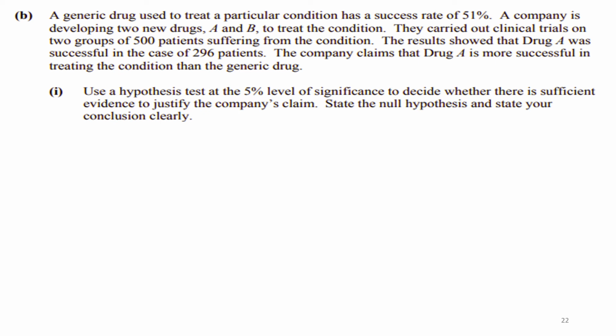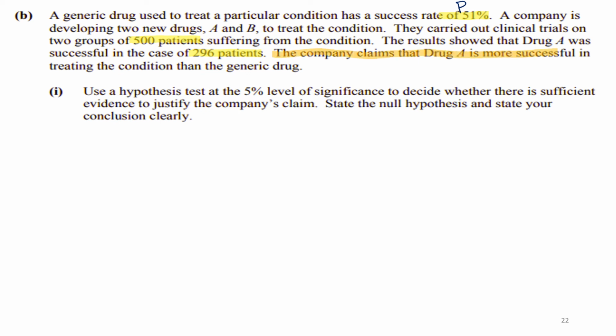Okay, a lot going on there. Let's pull out some information. We have a success rate of 51%. That is a proportion, that is P. So we're talking here about proportion. There's no mention of mean, there's no mention of standard deviation. We're dealing with proportion. We then have a sample, and in that sample we have 500 patients. 296 of them are successful. So that's going to be what we use to get the proportion of the sample, P hat.